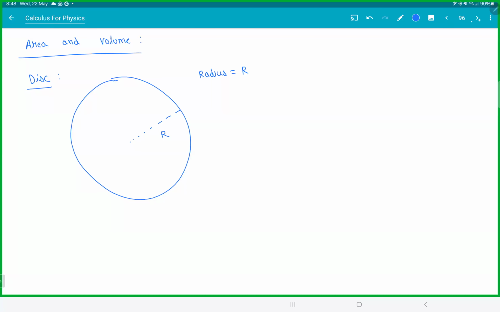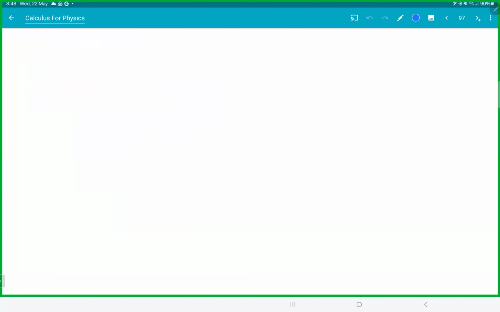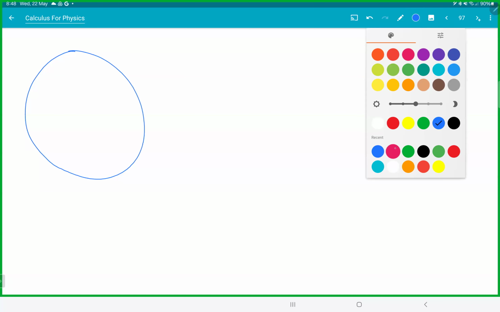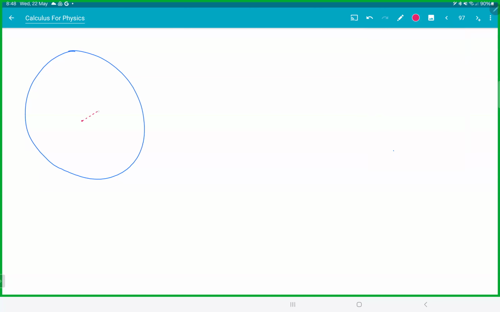Let's see how to do this. Whenever you see a disk, the first thing that should strike you is, how do I choose the elements? So this is what we do. At a distance x from the center, consider a ring whose thickness is dx.